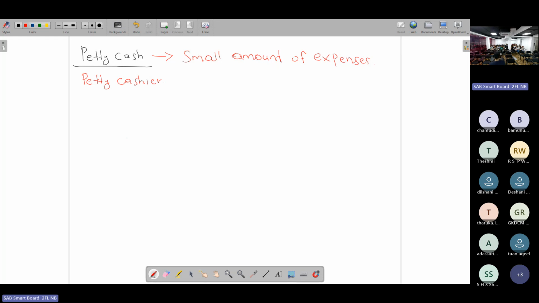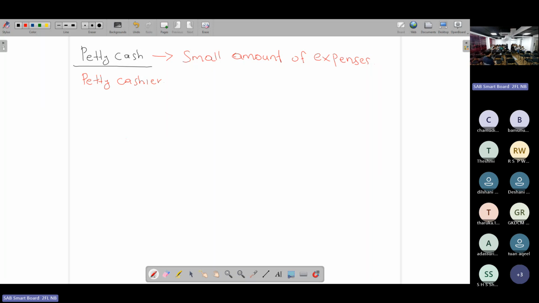Okay, accountant is responsible for the entire transaction, accounting the transaction. He can't say I'm not responsible for petty cash things because we have appointed a petty cashier to only handle these things. He will handle, but final responsibility is with the accountant. So a petty cashier will be appointed to handle small amounts of transactions. This is the second thing.